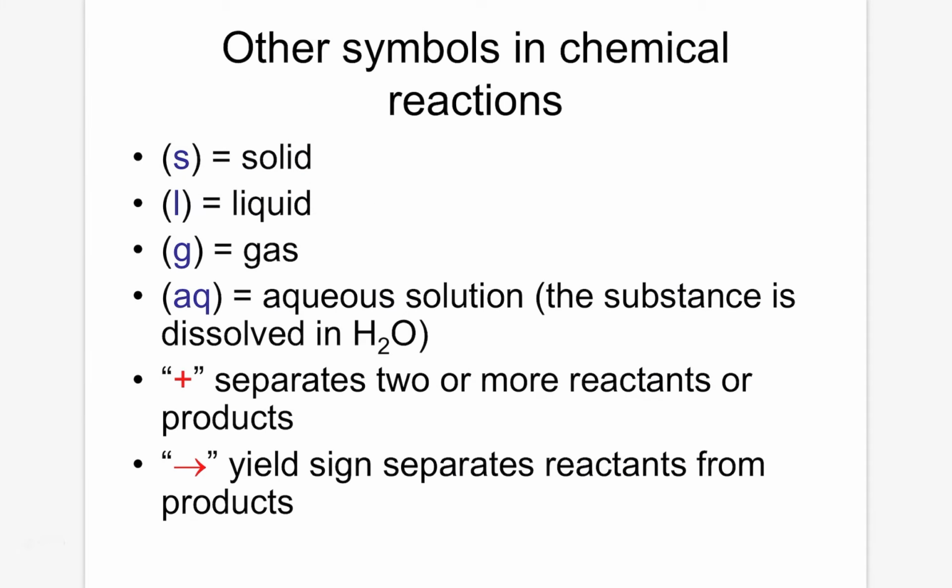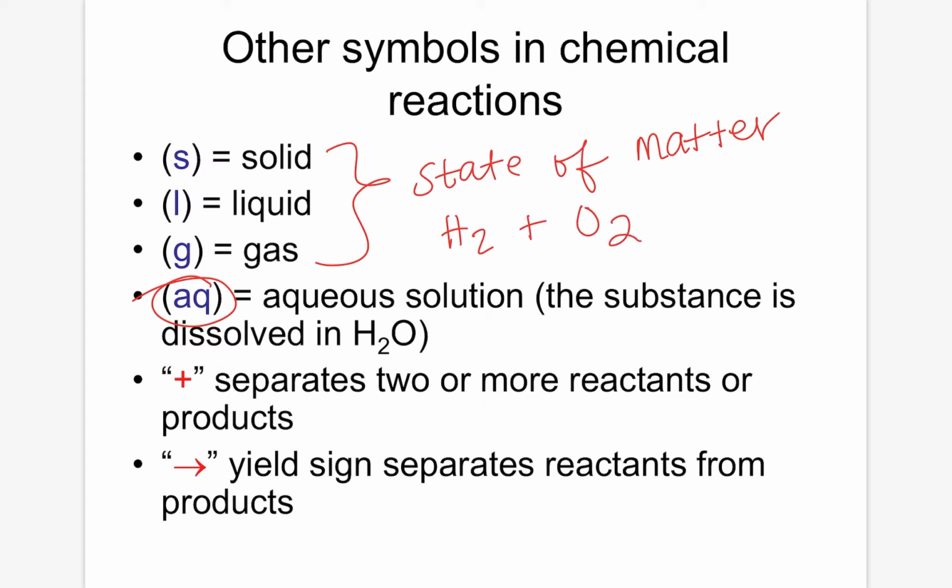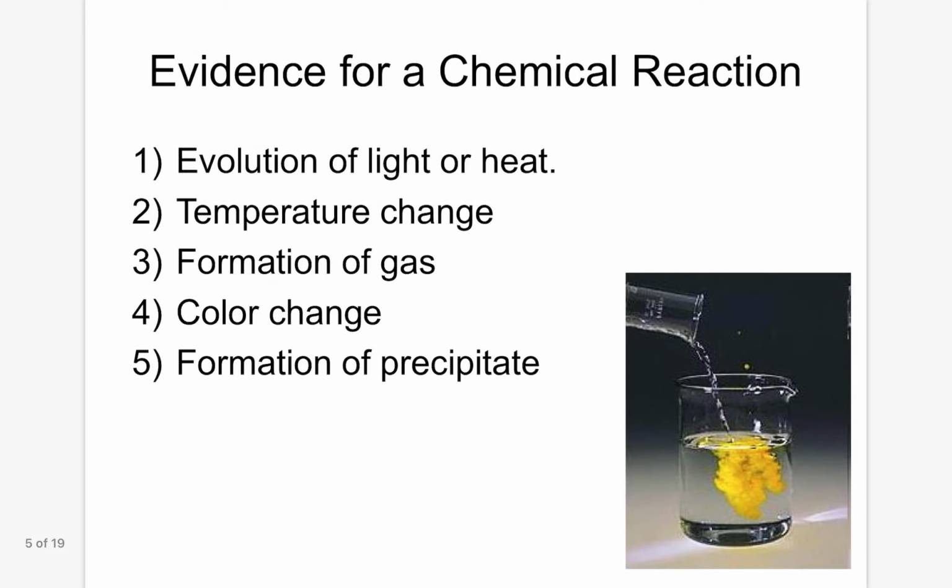Some other symbols you need to keep into consideration. So these are just showing you the state of matter it's in. This is not super important, like, don't stress out if you started with a solid and you end up with a liquid. That is not concerning matter, okay? Aqueous, this is probably the new one to you. This basically just means it's dissolved in water, okay? Your plus sign in your chemical reaction, so H2 plus O2, is letting you know that there's two different substances. So it's breaking it up almost. And then again, the arrow is just telling you that you're about to have a change.